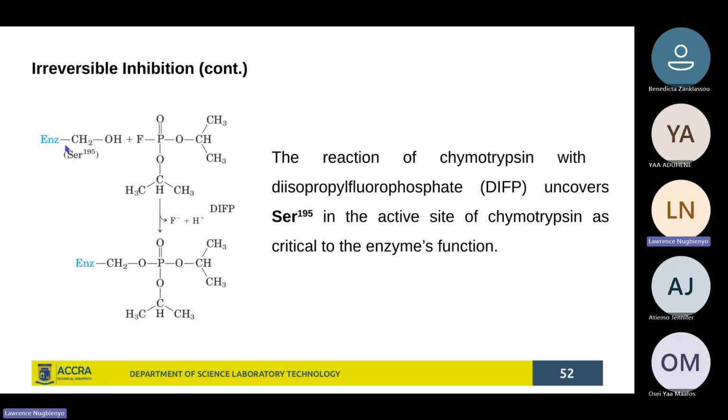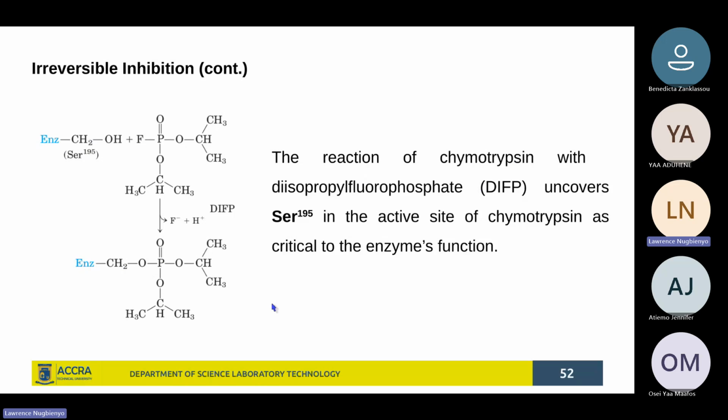In the end, you see that the enzyme is forming a covalent bond with the molecule. And that covalent bond is an ester bond, a phosphoester bond. The phosphate in the DIFP is bonded covalently to that serine side chain of the enzyme. That is rendering it completely inactive.